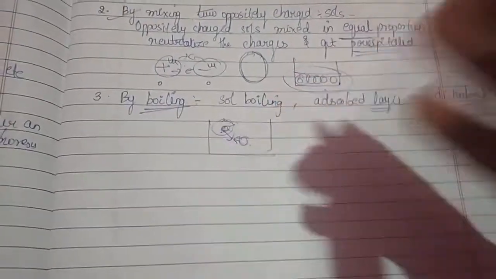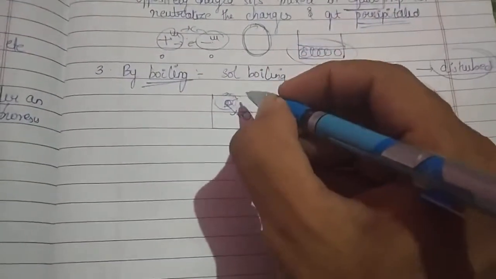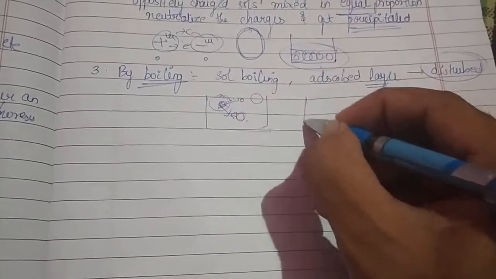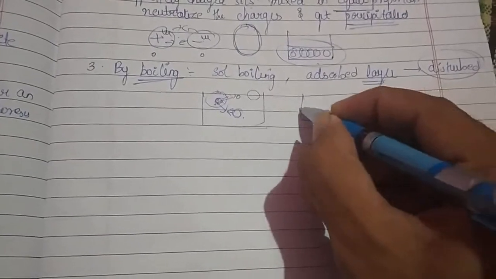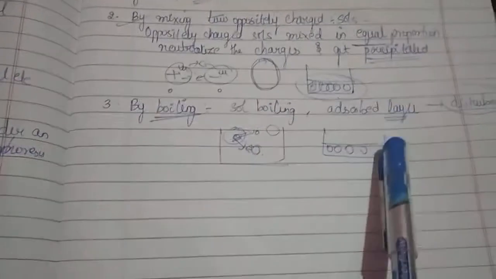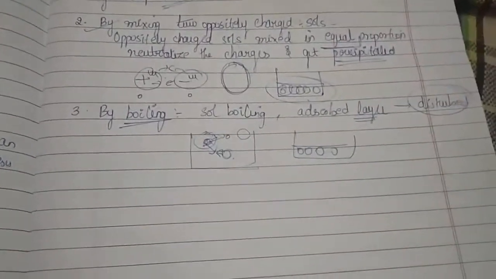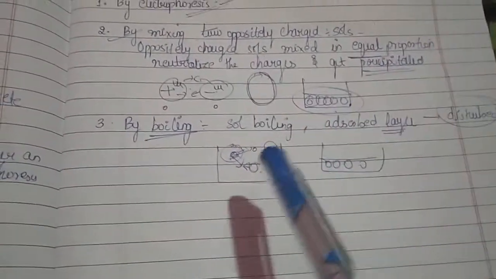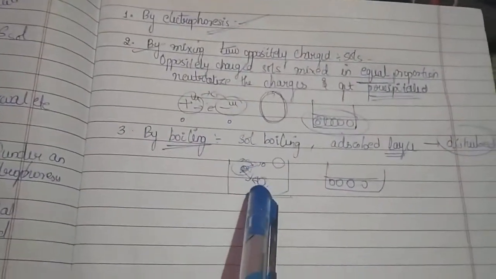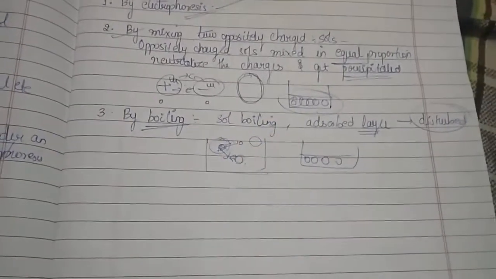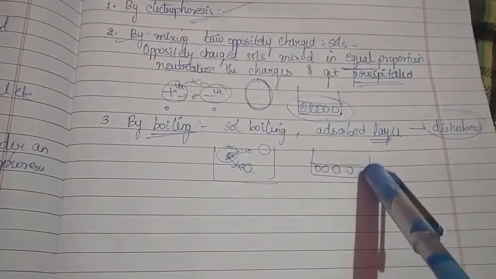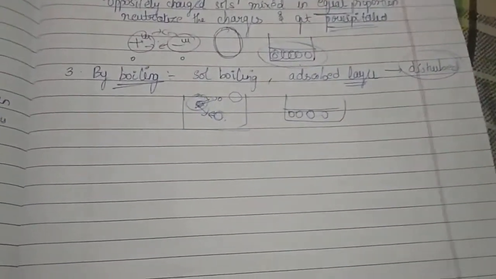So once the charge is getting reduced, what happens? Of course, the colloidal particles will come together and form a larger particle and settle at the bottom. Or in simple words, they get precipitated. So on boiling, your adsorbed layer is getting disturbed. How? By the mutual collision of your colloidal particles and your dispersion medium particles. That collision reduces the charge on the colloidal particles. And when the charge is reduced, your colloidal particles are getting precipitated.